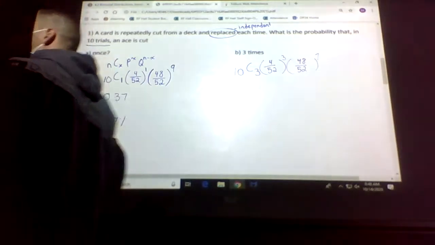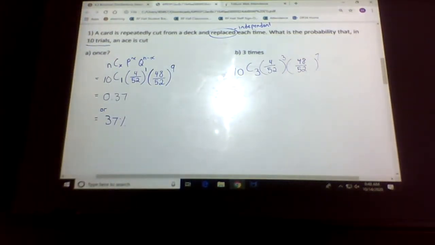And we should get a probability that's lower, because having 3 aces out of 10 is a less likely chance of happening.